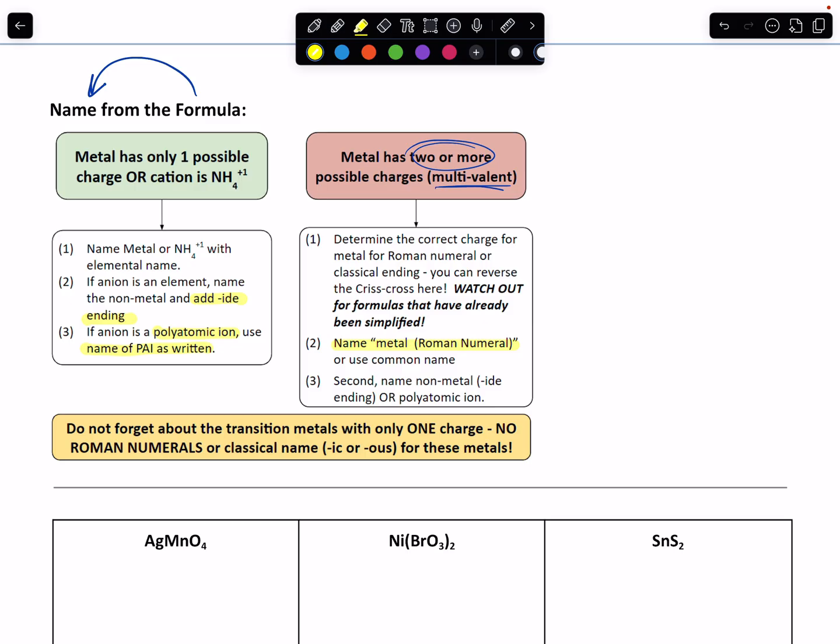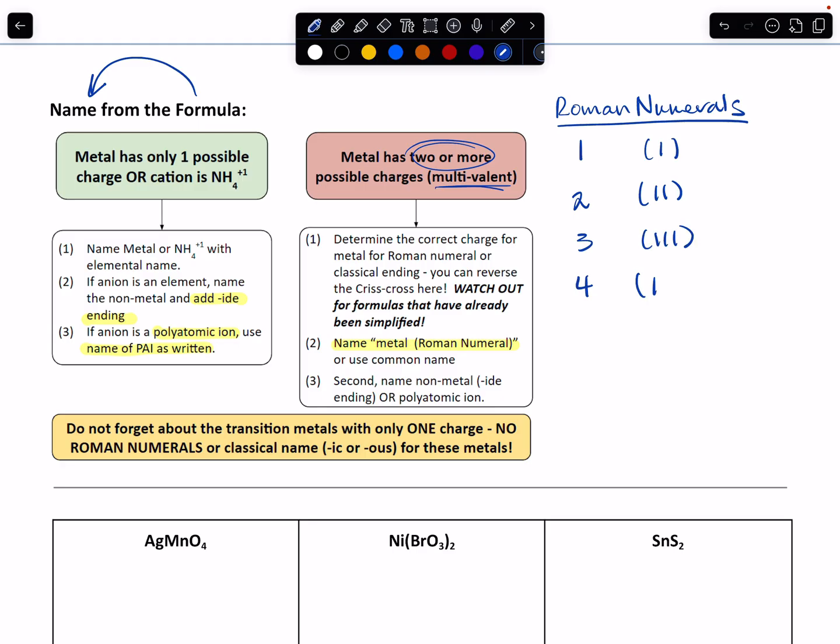Now, just as a reminder, because not everybody knows Roman numerals anymore, I'll just give you a couple. We usually only have I, which is 1, II, which is 2, III, which is 3, and it's this one, IV, that always messes everybody up. We won't see any multivalent metals with charges higher than 4 in this class.